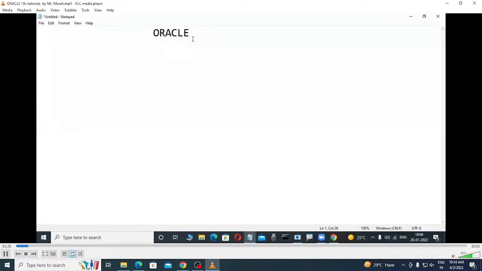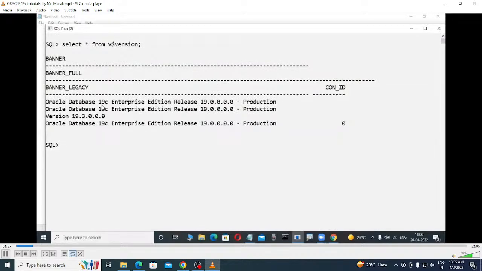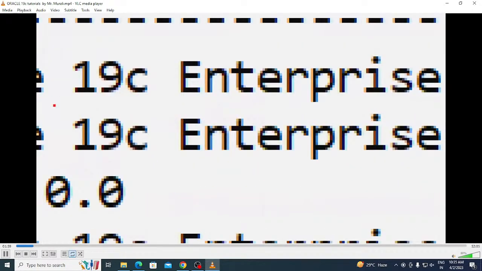Oracle 1.0, 2.0, 3.0, 4.0, 5.0, 6.0, 6.1, 5.1 also there. And now 7.0, 7.1, 7.2, 7.3, 8.0, 8.1.5, 8.1.6, 8.1.7. That is also called 8i, 9i, 10G, 11G, 12C, 18C, 19C, and the latest one, 21C. But in our class, this software is available, 19C, we are learning only.